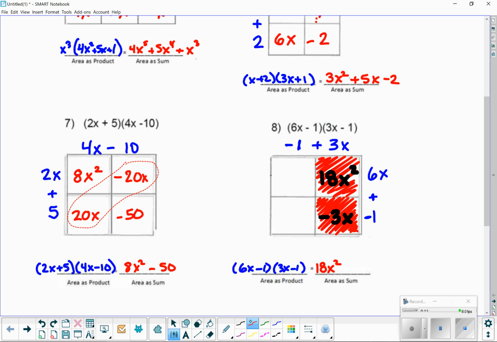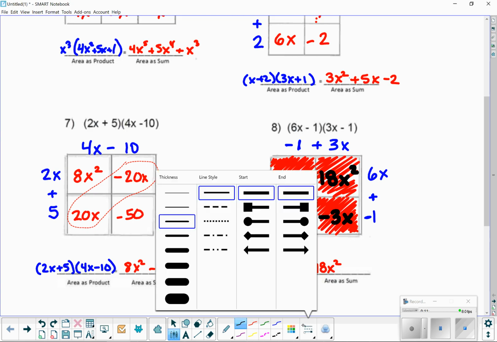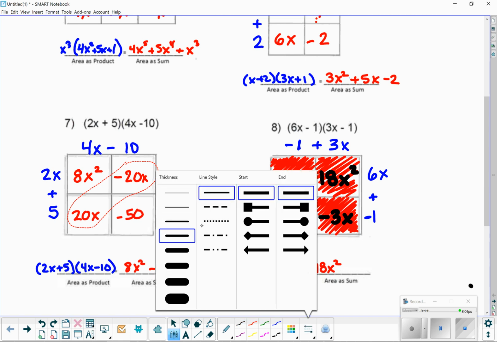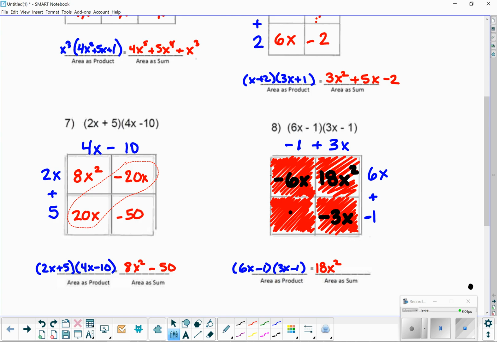Okay. Then we go ahead and figure out what goes in here. Okay. And that is a 6x times negative 1. That makes a negative 6x. And lastly, we have this. That right there is a negative 1 times a negative 1, which makes a positive 1.